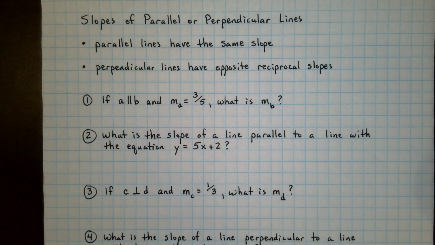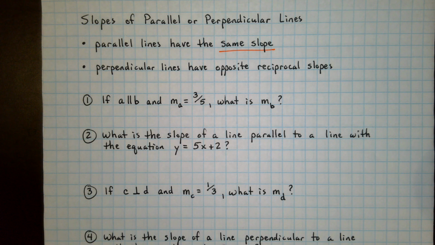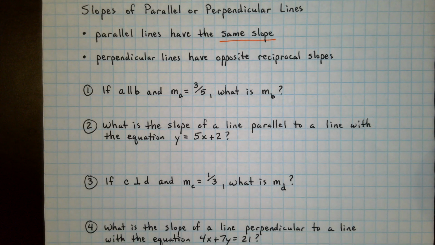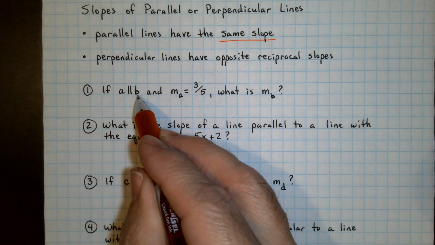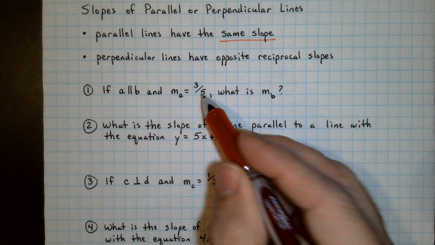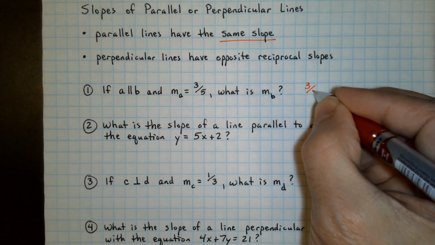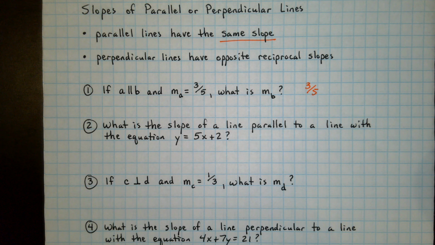The slopes of parallel lines and the slopes of perpendicular lines have a specific relationship. Parallel lines always have the same slope. We can see that in number 1 and also in number 2. If line A is parallel to line B, and we know the slope of line A is 3/5, then the slope of line B would have to be 3/5. Got to be the same.